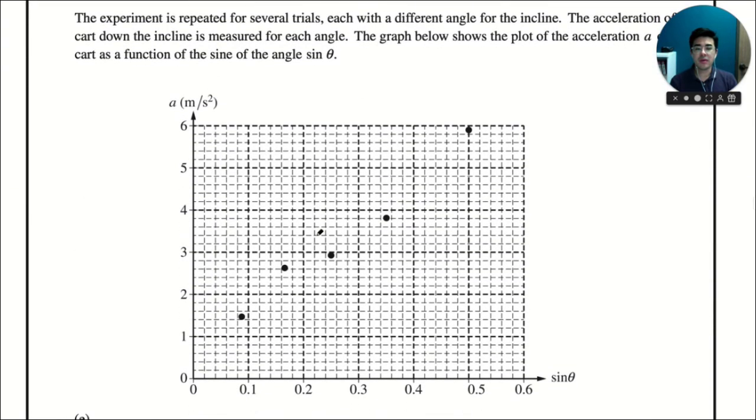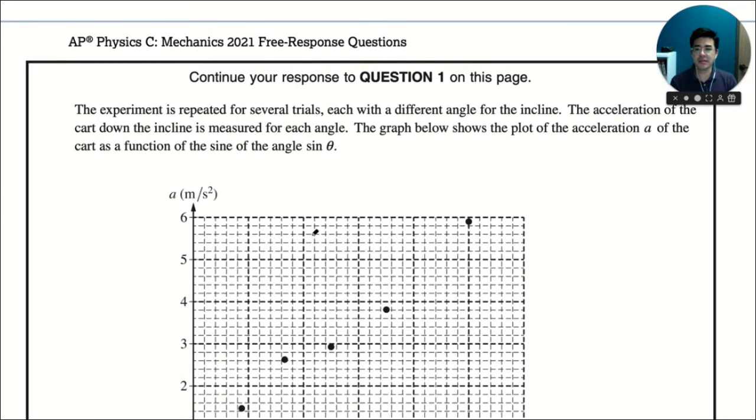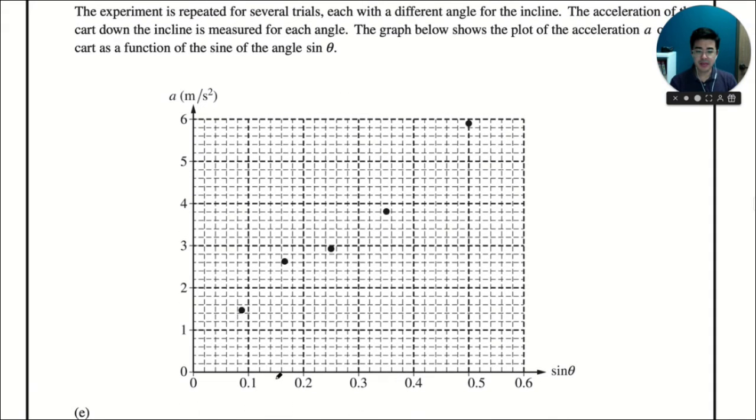So now they did this thing, and they repeated this for several trials, and then they gave you different angles of the incline. So what's happening here? As our angle gets bigger, or the sine of our angle gets bigger, the acceleration gets bigger. And that should make sense, right? If the sine of the angle is getting bigger, that means the ramp is getting steeper and steeper and steeper and steeper.